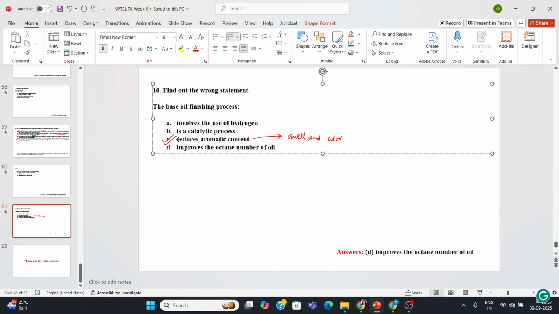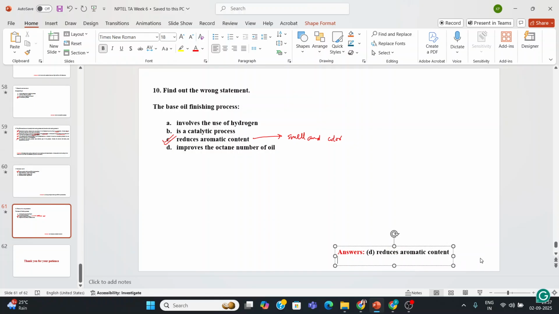According to me, this is the correct answer, but in the slides, you'll get the correct answer. Okay. So this is the correct answer. As we studied in the last portion, the base oil finishing process involves the reduction of aromatic contents for color stability. Okay.